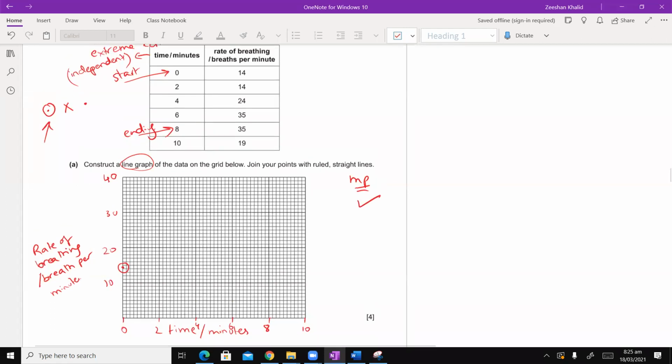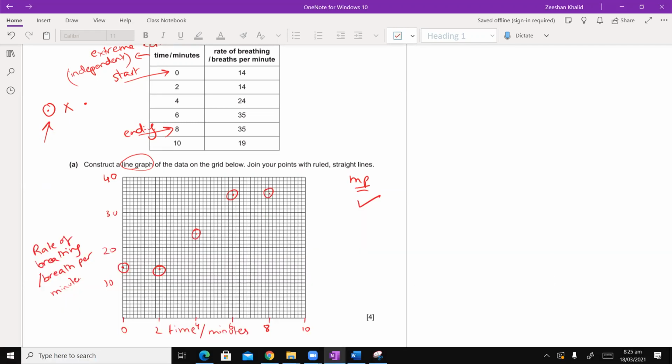Then against 2, you have, once again, 14. I'm sorry, it's this point. Okay. And then for 4, you have 24. So there you go. You have 24. And then for 6, you have 35. For 8, you have 35 once again.